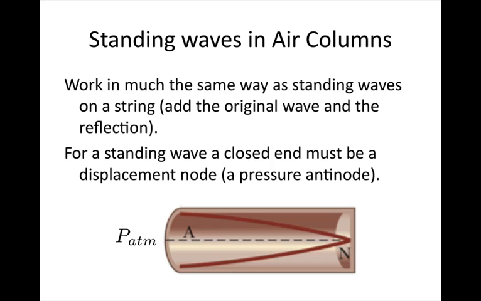On to new material, standing waves in air columns. So these work in much the same way as standing waves on a string. We just add the original wave and the reflection. For a standing wave, a closed end must be a displacement node. So if we have a displacement node here, we have a maximum pressure as well. It's a pressure antinode. That's because the particles here can't vibrate in and out, because there's an end there stopping them vibrating.